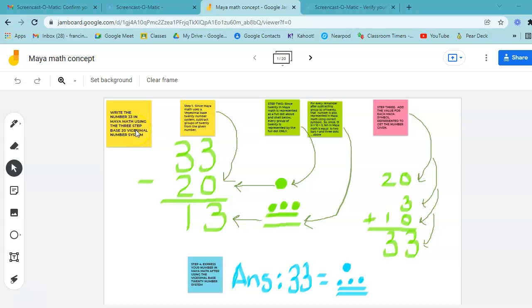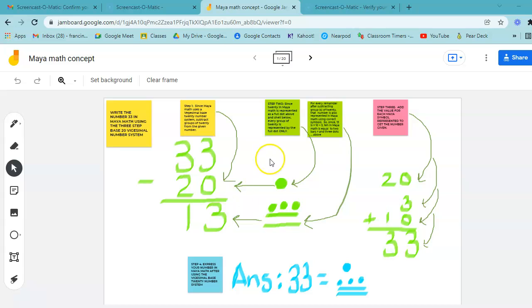So our number is 33. We want to write 33 in Maya math using the 4-step base 20 Vigesimal number system. So let's look at step 1. Since Maya math uses a Vigesimal base 20 number system, we will subtract groups of 20 from the given number. So here we can see, if you look at the arrow, we have the number 20 being subtracted from 33, and that leaves us with a remainder of 13.